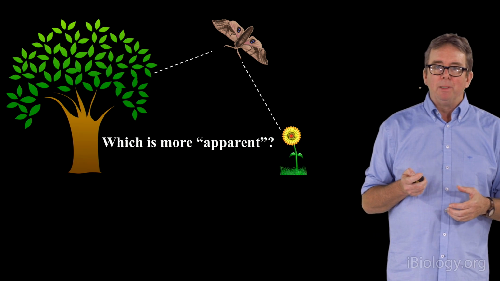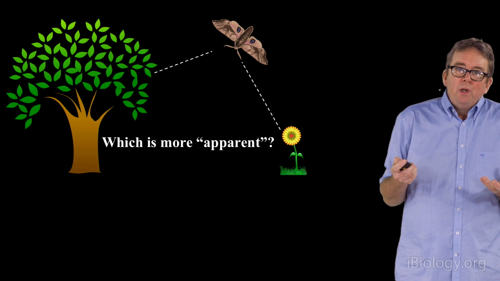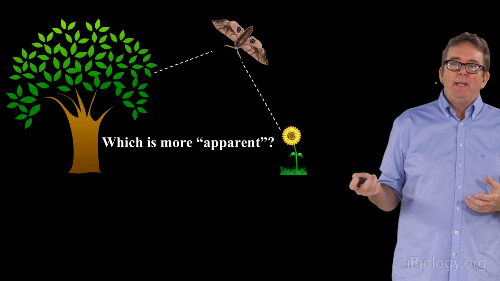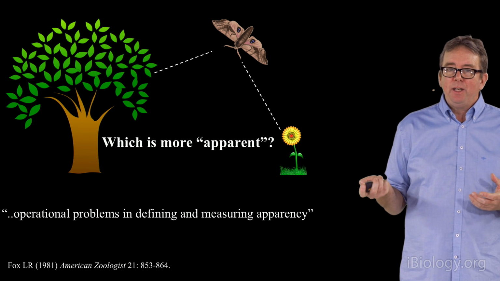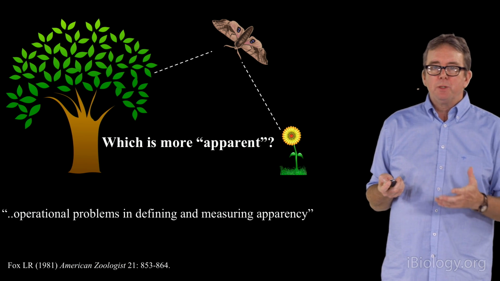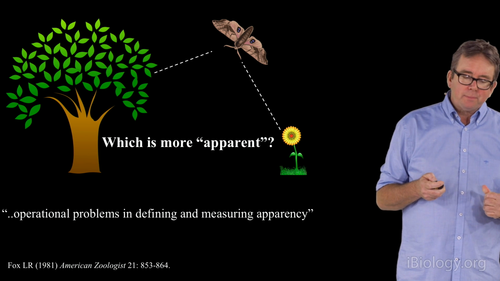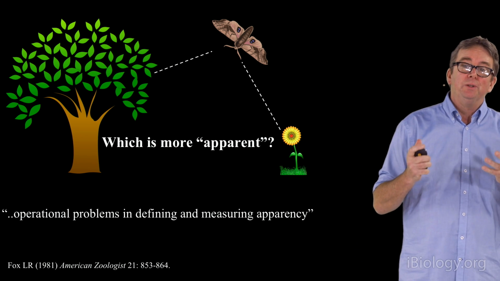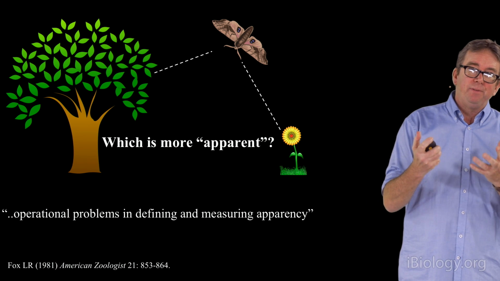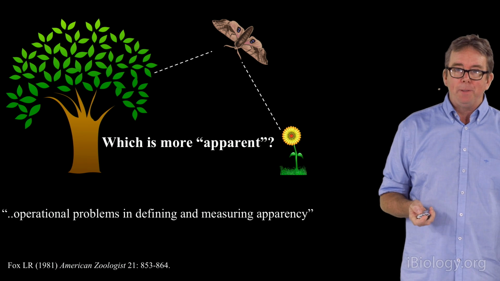But it had a problem. How do you actually know whether or not a tree is more apparent than an annual plant? And as Lawrence Fox presented in a paper in American Zoologist in 1981, there were basic operational difficulties with actually testing and falsifying this idea of apparency.